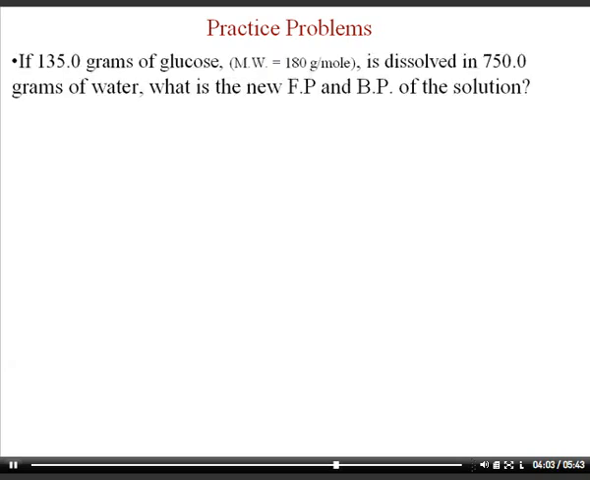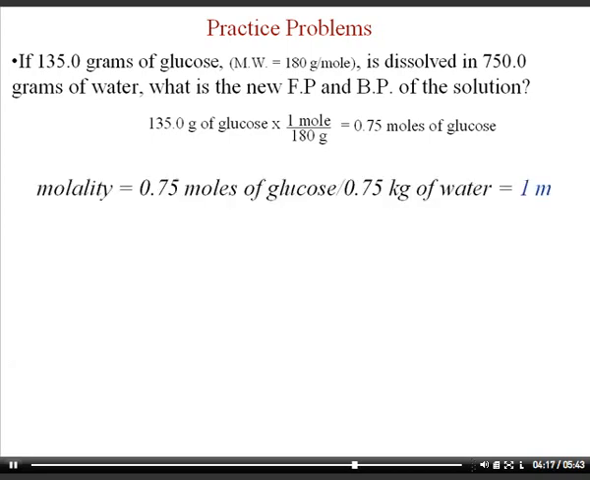So we have 135 grams of glucose, which has a molecular weight of 180 grams per mole, and you're going to dissolve it in 750 grams of water, and we're going to calculate the new freezing point and the new boiling point. First thing you need to do is figure out how many moles of glucose there are, and there's 0.75 moles. Then you have to figure out the molality of the solution, so you take the moles of the glucose divided by the kilograms of water, and you can take the 750 grams and divide by 1,000 to get 0.75 kilograms. So the molality of the solution is exactly 1.